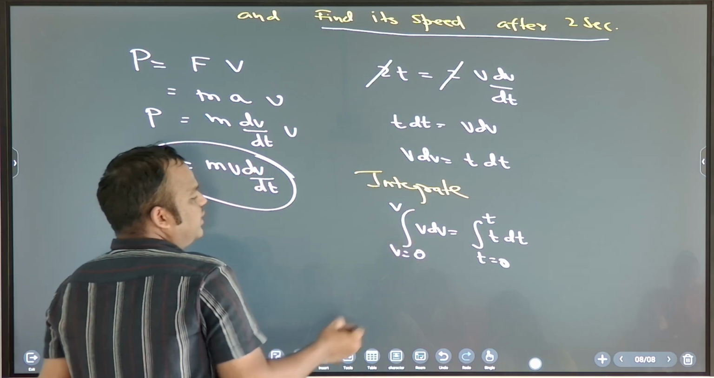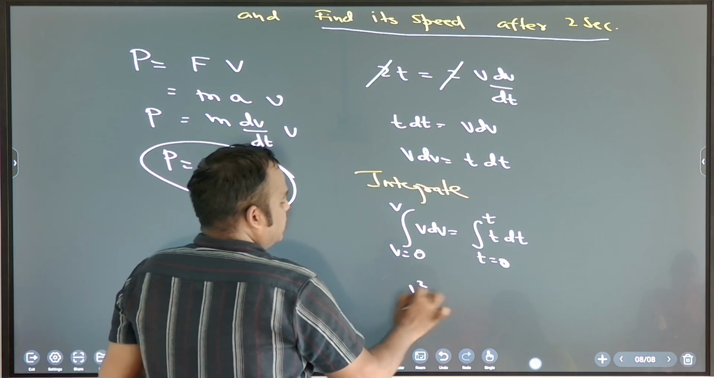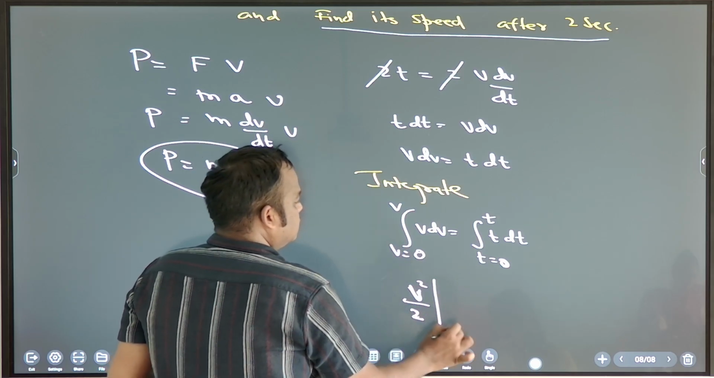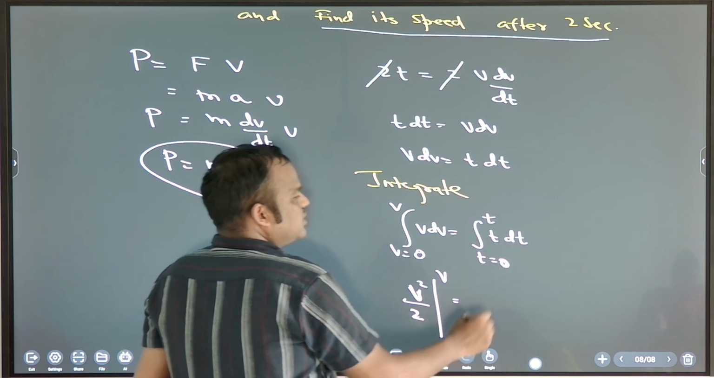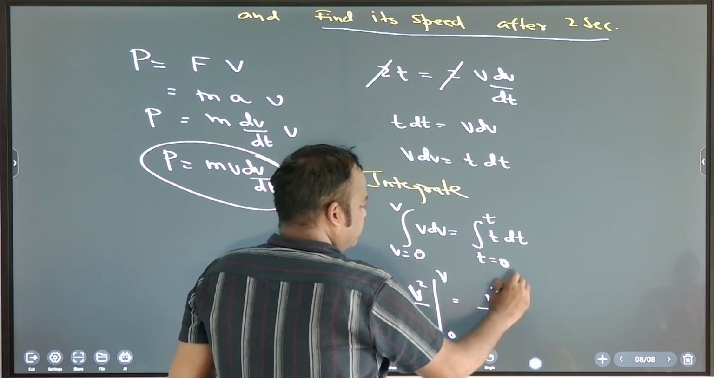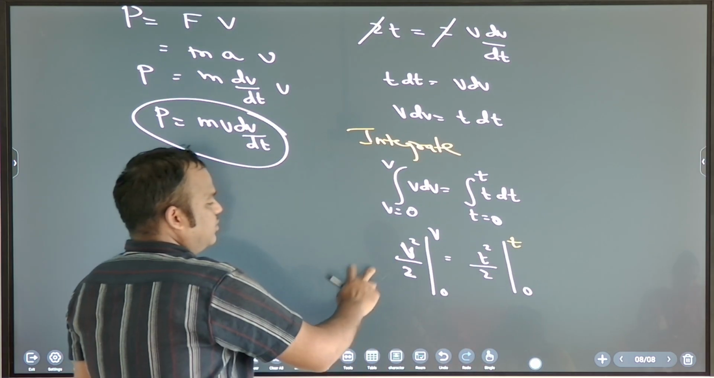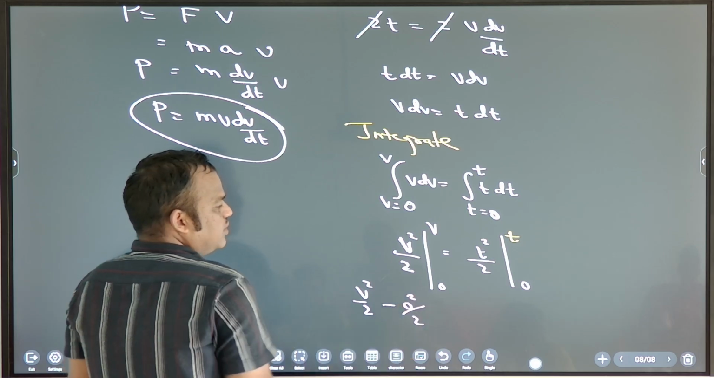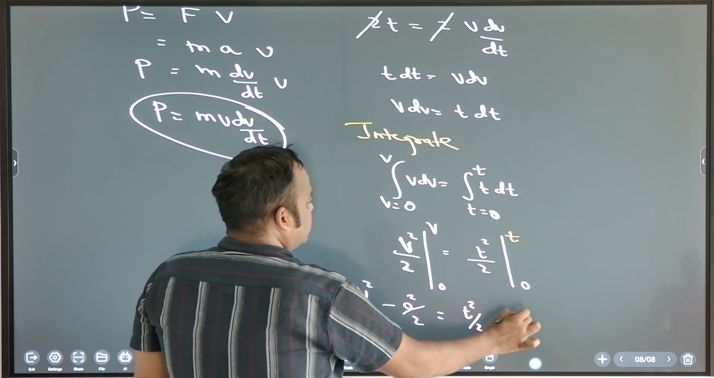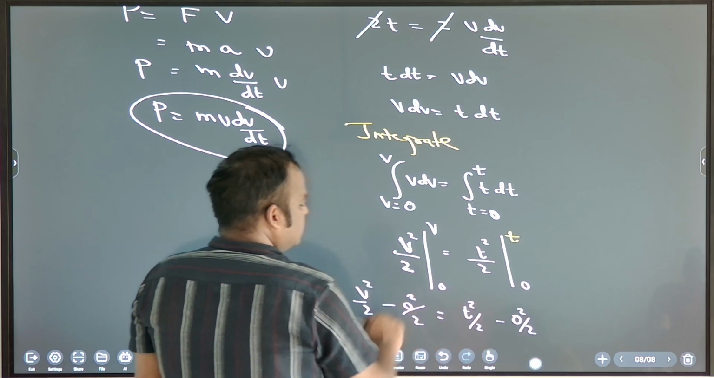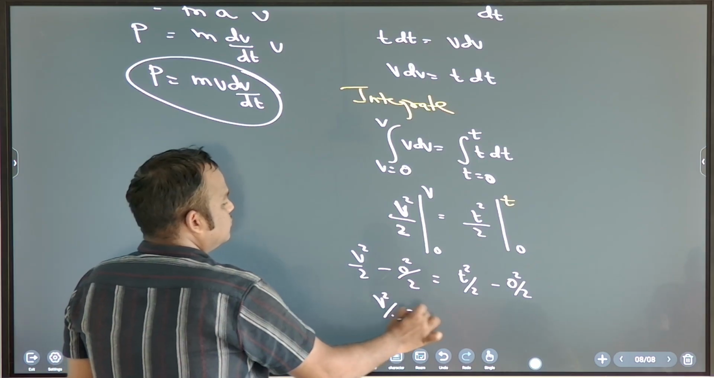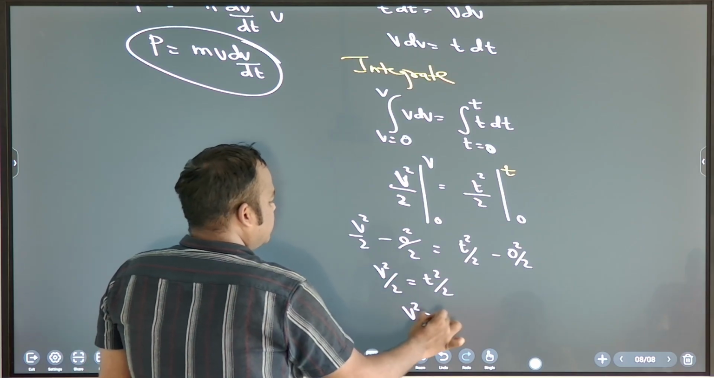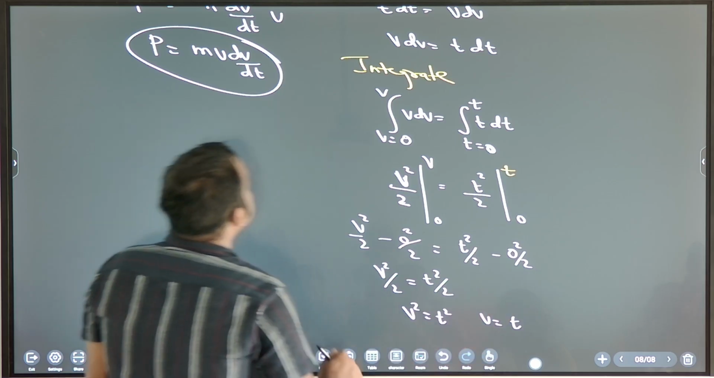What is the integration of v dV? V square by 2, with limits 0 to V. Good. Then t dt, what is the integration? t square by 2. Very good. 0 to t. Now substitute upper limit and lower limit. V square by 2 minus 0 square by 2 is equal to t square by 2 minus 0 square by 2, correct? So V square by 2 is t square by 2, they cancel. So V square is equal to t square. So how much is V? V is t.